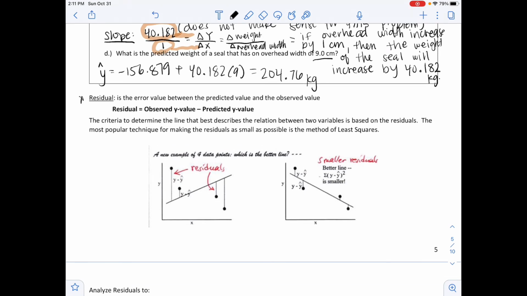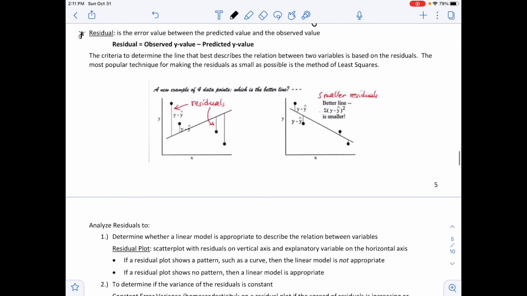The next thing that we have here is called a residual, and a residual is the error value between the predicted value and the observed value. So we have an equation here, observed minus predicted, and again it's between the y values. The criteria to determine if the line of best fit describes the relation between the two variables is based upon residuals. The most popular technique for making the residuals as small as possible is the method of least squares. So for this, you can look at two different examples, and you can see the residual is going to be the difference between the actual, that's observed, and the predicted, and those are going to be the difference between that line, which was the line of best fit, which is what we're using to predict, and the observed values, which are those dots.